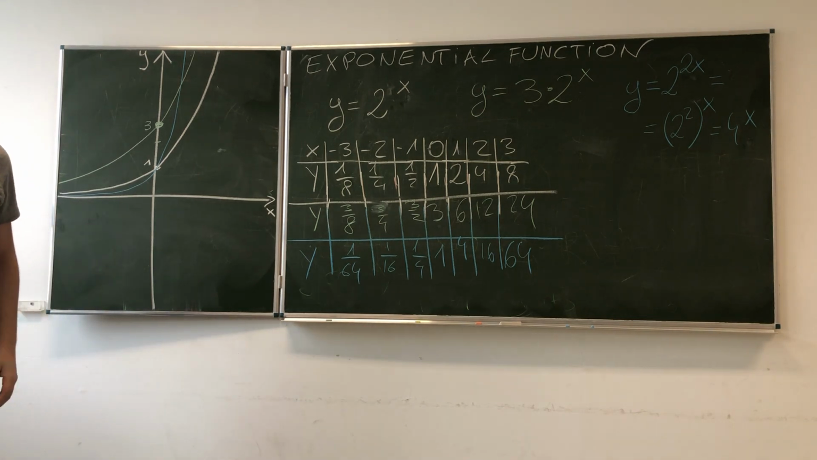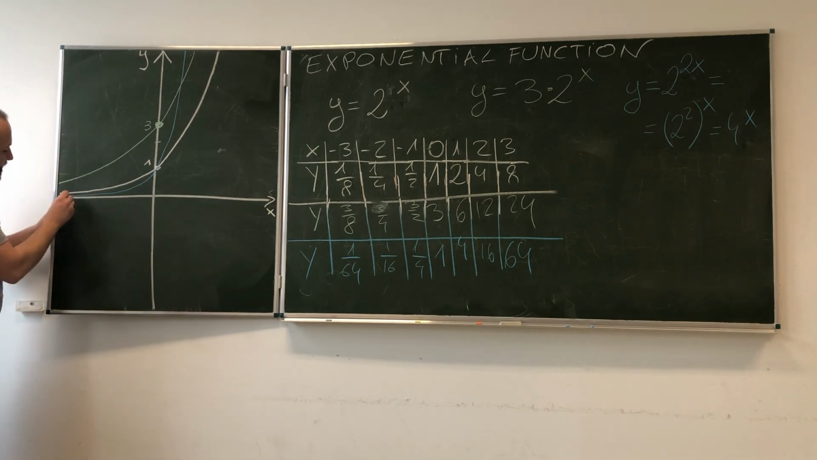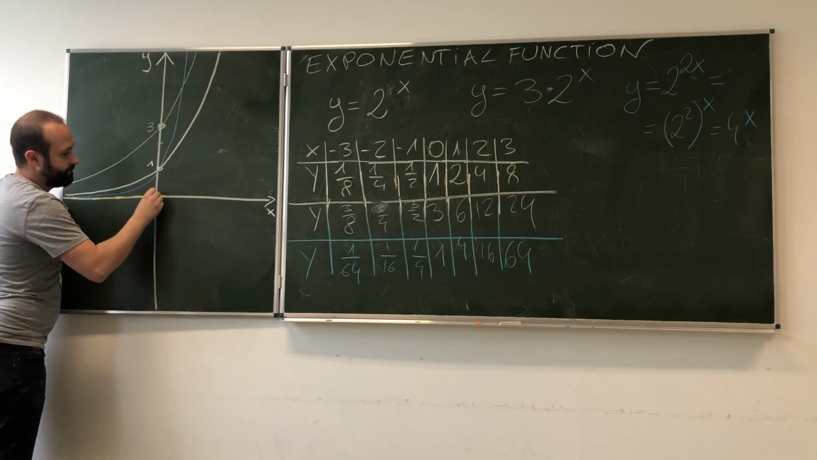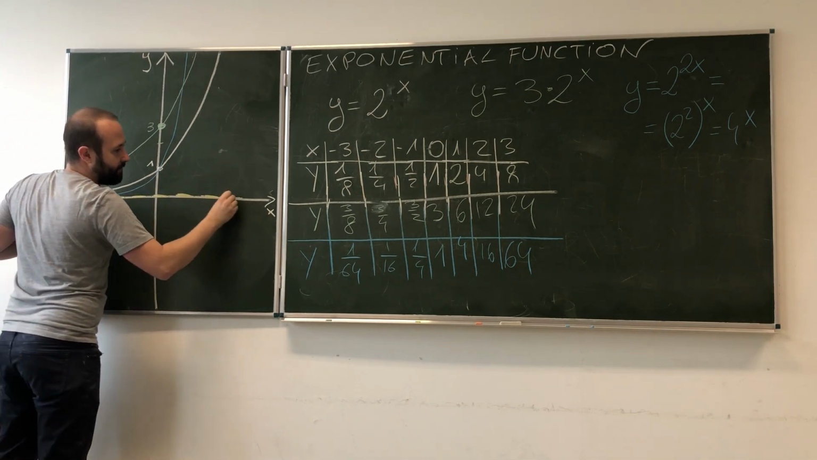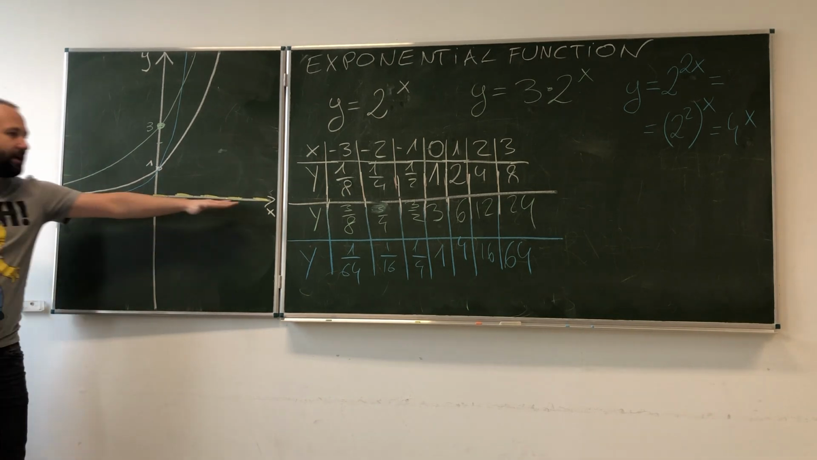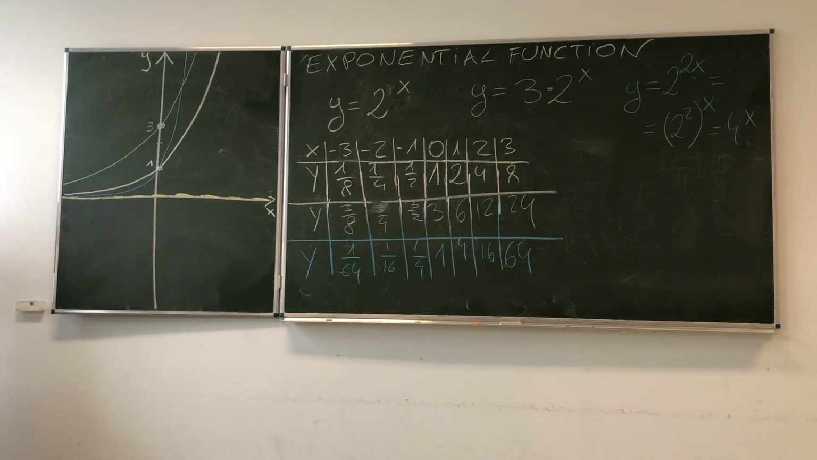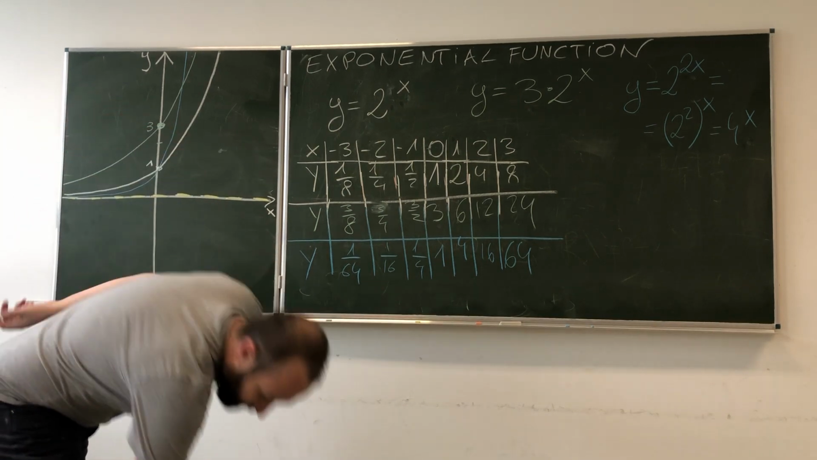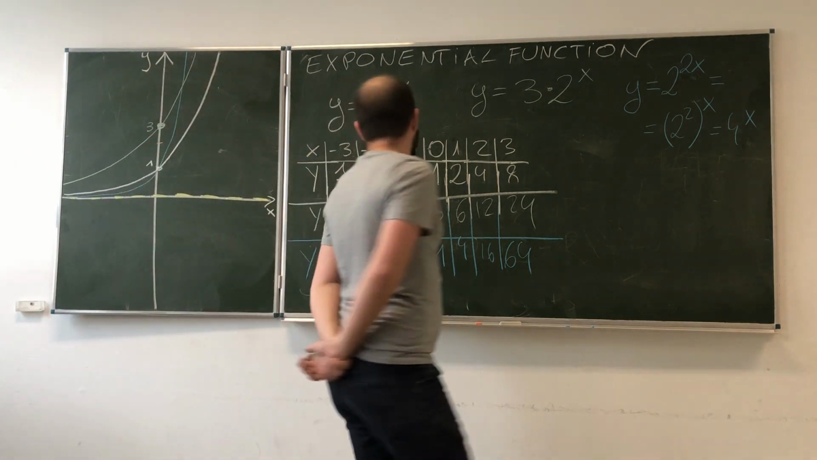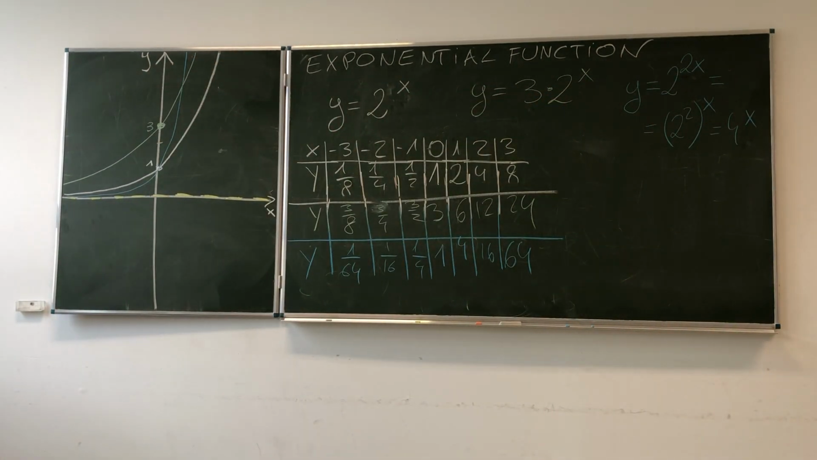which again we should take as: the x-axis over here has a hidden asymptote inside, right? So this will allow us to do a couple of additional transformations on this particular function.